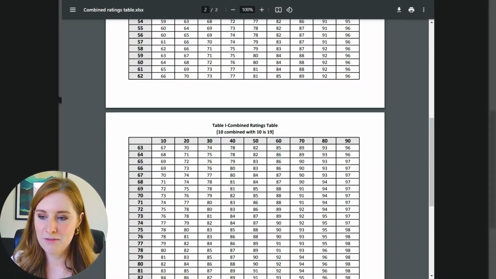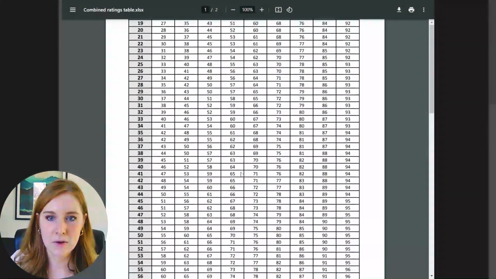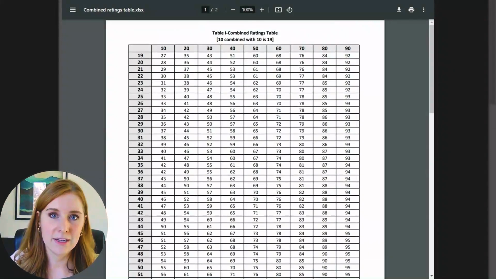So there is a fair amount of math involved. I do recommend using one of the combined ratings calculators if you can find one of those online. But this is also a way to figure it out. And it's just important to remember that when you're looking at what your future rate of compensation might be if an additional rating is granted, you don't just want to add those individual ratings together, because it will give you an inaccurate picture of what your rating will be.